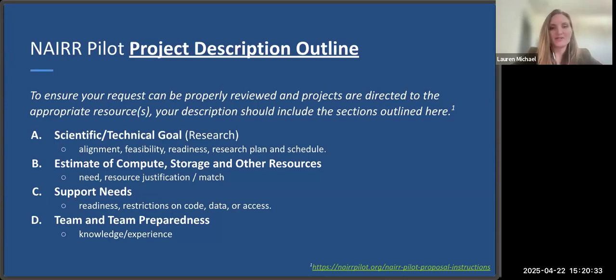Part B covers the compute, storage, and other resource estimates and justification, which we'll cover in a bit more detail later. These must align with the scientific and technical goals in Part A. Part C details any support needs. In addition, any restrictions on code, data, or access should be noted here as they may impact how the resources can be used. And finally, Part D covers the team and team preparedness. Among other things, this is where you cover the team's experience with similar systems and scales. And if others are going to be doing important work, their role and background needs to be covered in this section. One thing is worth repeating: read and follow the instructions carefully, and your proposal will cover everything you need to.